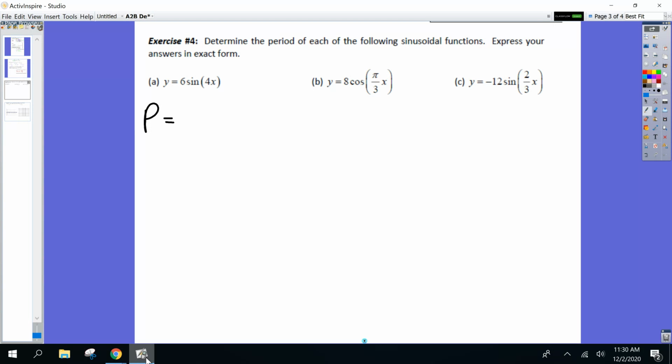Yeah. Okay, good morning. First thing, formula. Formula for period. 2 pi divided by b.